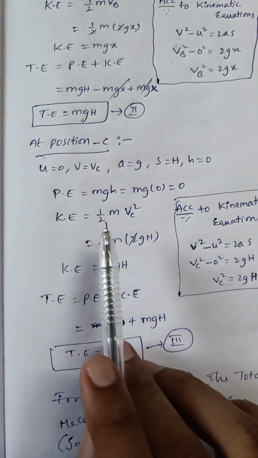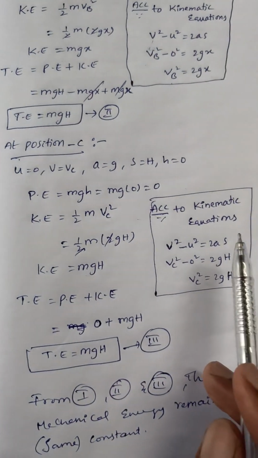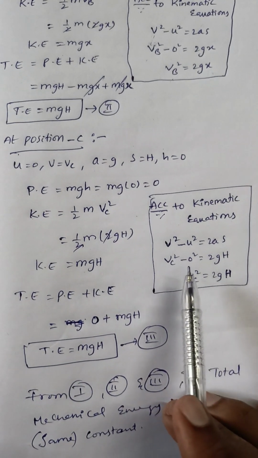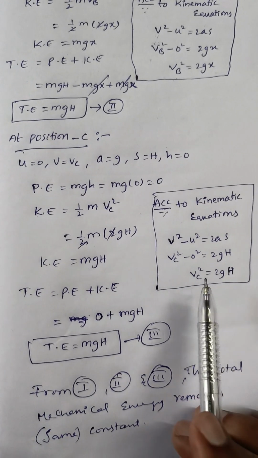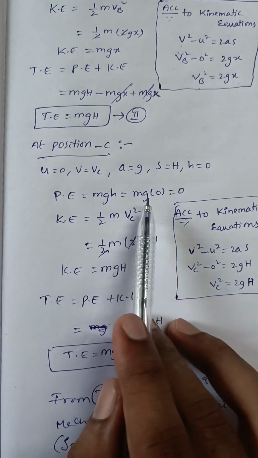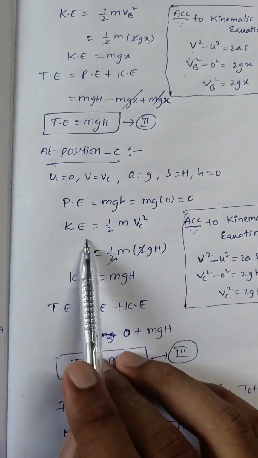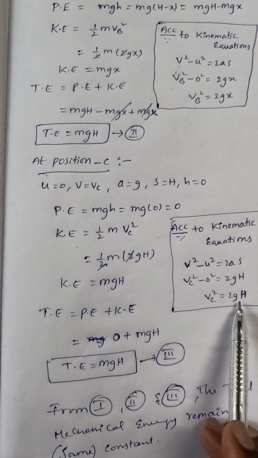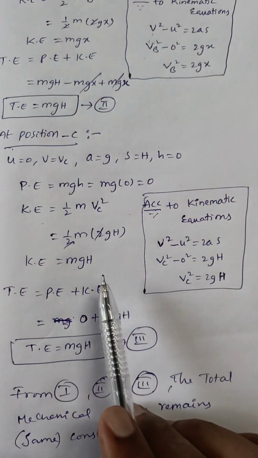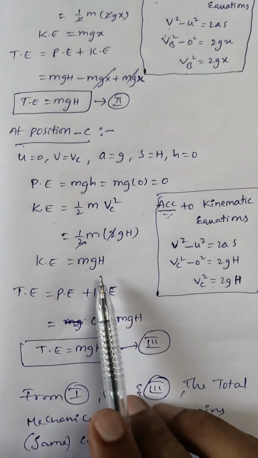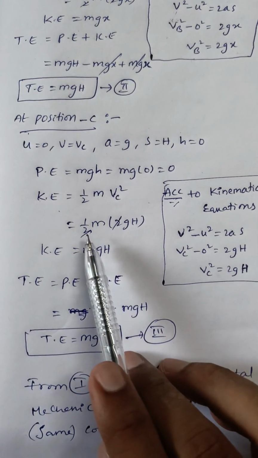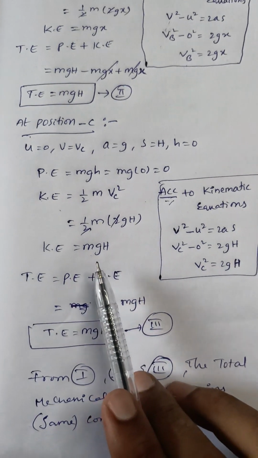Now the kinetic energy formula becomes half m vC square. According to the kinematic equation, v square minus u square is equal to 2as, so vC square minus 0 square is equal to 2gH. Now vC square becomes 2g capital H. Potential energy mgh with h equal to 0 is 0. Kinetic energy, half m vC square, is half m into 2gH. Cancelling the 2 in the numerator and denominator, we get mgH.